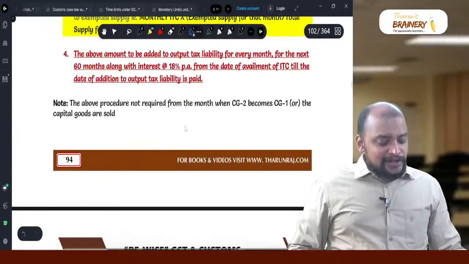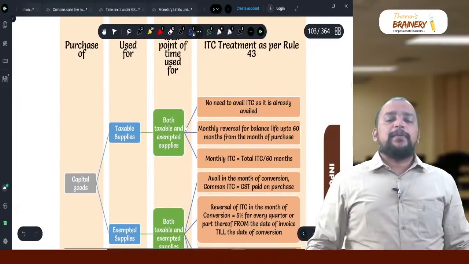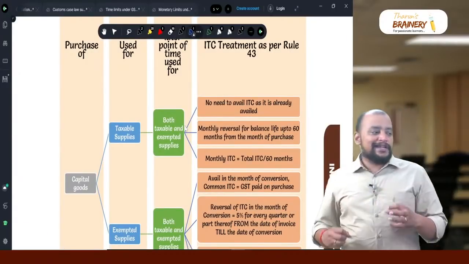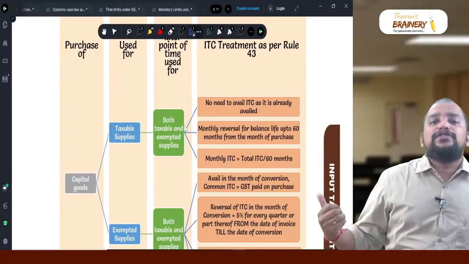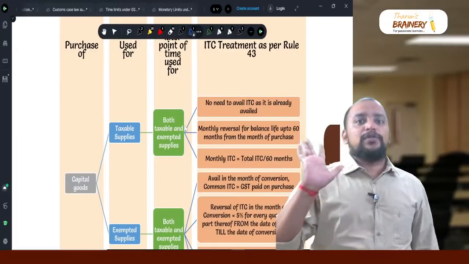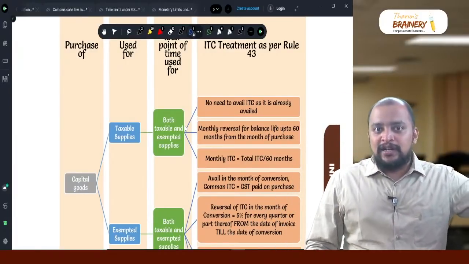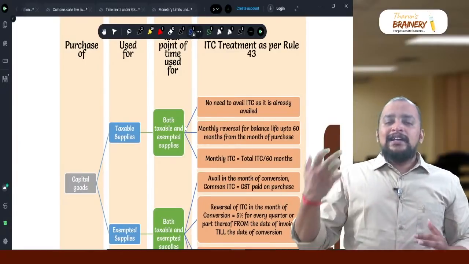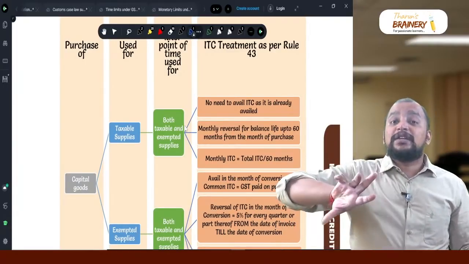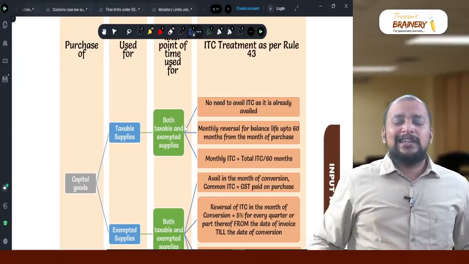And then in case of capital goods, this is one area where initially it is used for exempted supplies. At a later point of time, it is used for both taxable and exempted. So what we need to do? Initially exempted, now used for both taxable and exempted. Now you take the credit and you treat it like a common credit, and for the balance life you need to reverse the E by F.